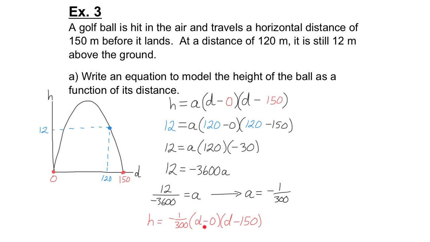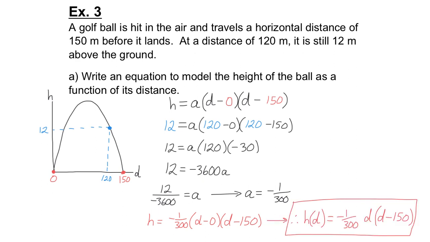Now, I don't like the notation here, d minus 0. I don't really need that. Also, h of what? Height as a function of distance. So I can use function notation. Instead of writing h equals, it's h of d. Height as a function of distance is equal to this. D minus 0 is just d, so I don't even have to write the brackets with the minus 0 there. This is a nice looking equation to model the height of this golf ball as a function of its distance away from where it was hit.